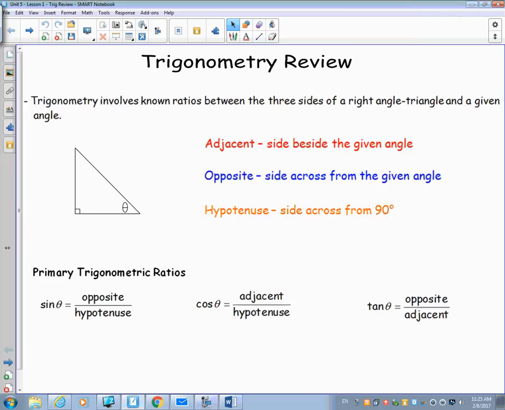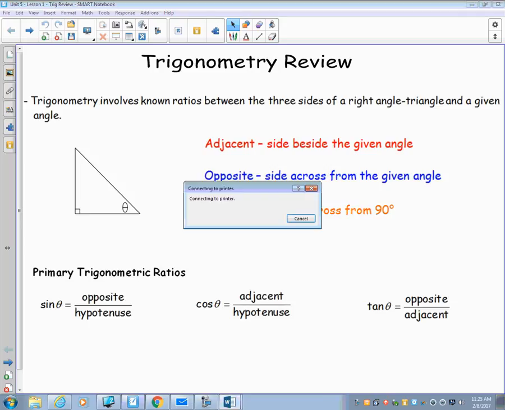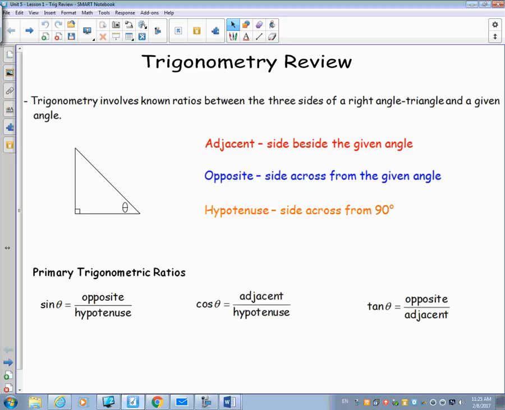In this lesson, we're going to review some trig ideas, SOHCAHTOA, cosine law in particular, that will help us examine trigonometry in a new way in this unit. So some reminders from grade 10. Trigonometry involves known ratios between the three sides of a right angle triangle.